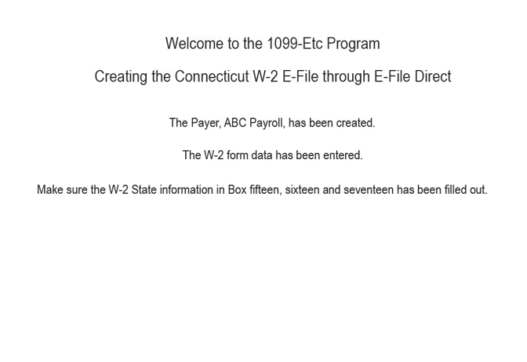This tutorial covers creating the Connecticut W-2 e-file through eFile Direct. Once the file is created, it is the user's responsibility to upload the file to Connecticut. To begin, the pair, ABC Payroll, has been created. The W-2 form data has been entered. Make sure the W-2 state information in box 15, 16 and 17 has been filled out as needed.